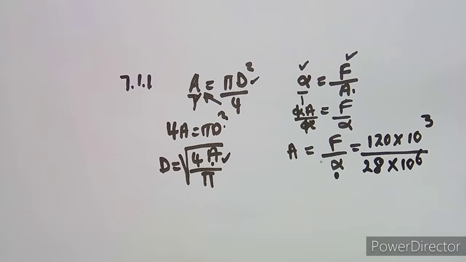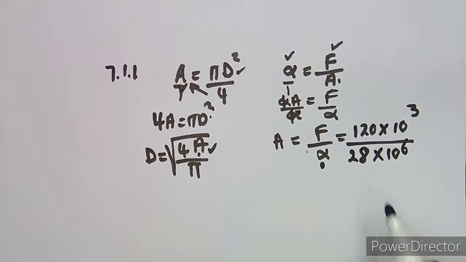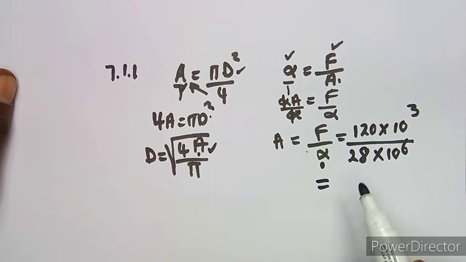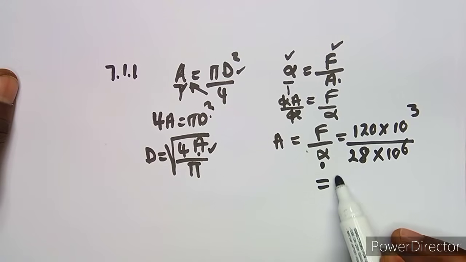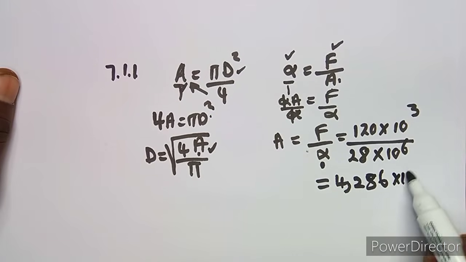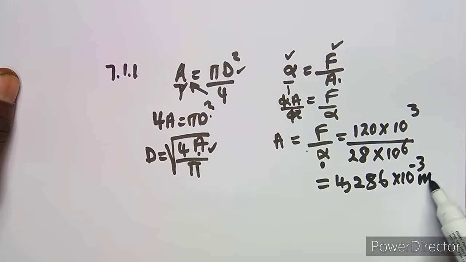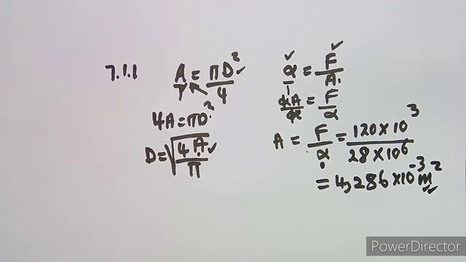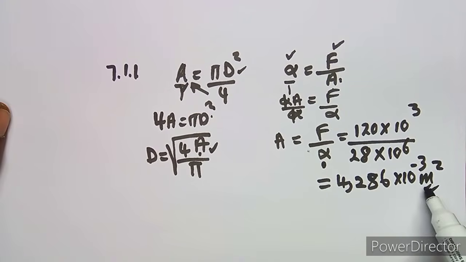All right, so there, guys, make sure that you use your calculator properly. This is what you're going to obtain as a decimal: 4.286, something like that, times 10 to the power minus 3. Okay, so area is measured in square meters. Remember that, guys, area is measured in square meters.